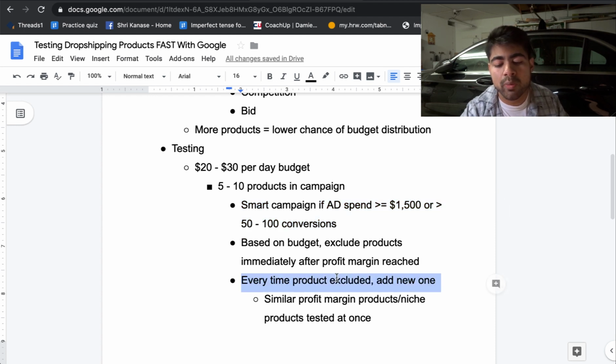And here's what I'm doing within this campaign. What I'm doing is basically every time I exclude one product within this new smart shopping campaign, I add a brand new one from my general testing campaign. And that's the way to test products fast in 2020 and onwards with Google Ads. You're basically creating this brand new campaign to just corner out those few select products which you want to allocate the majority of your budget to.